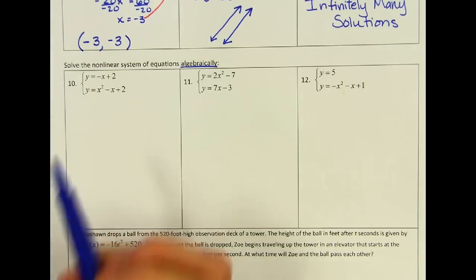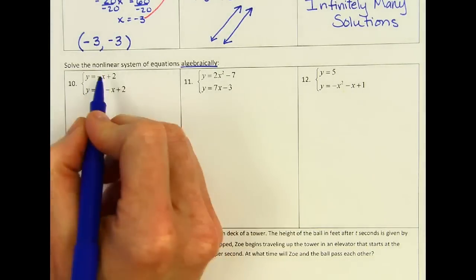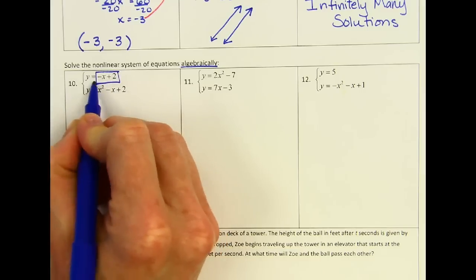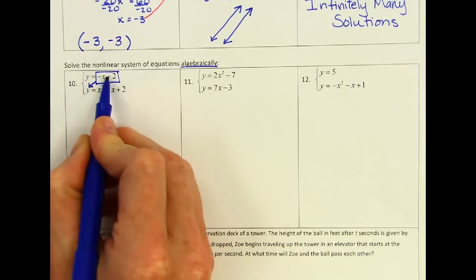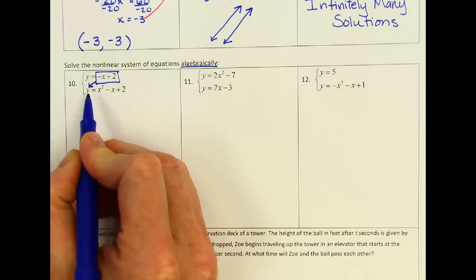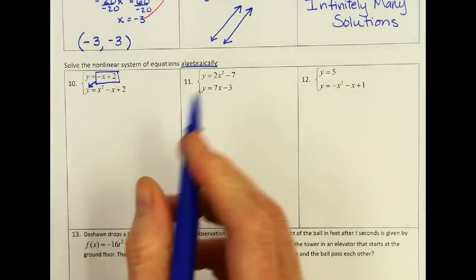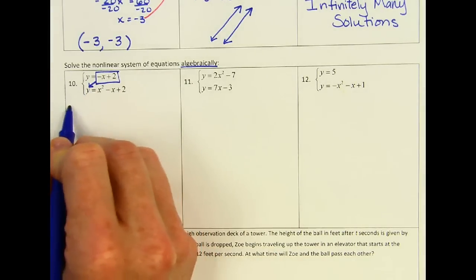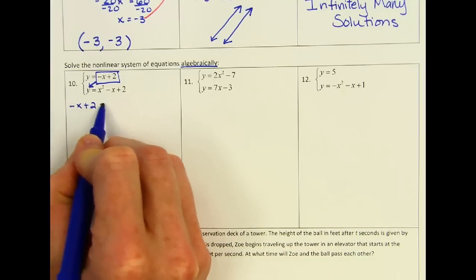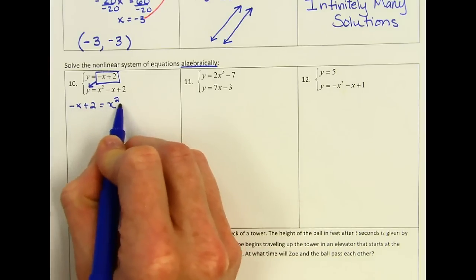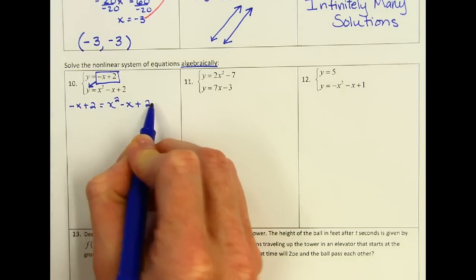Now, the good news is both of these are solved for y. So it is a direct substitution. I can simply take this expression, substitute it into this y. So that's what we're going to do. This y will become negative x plus 2 equals x squared minus x plus 2.